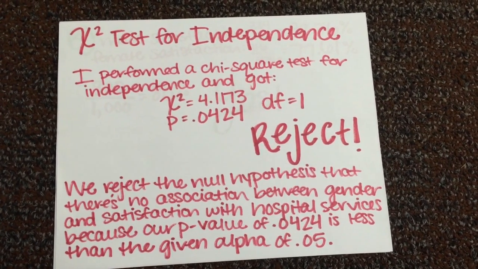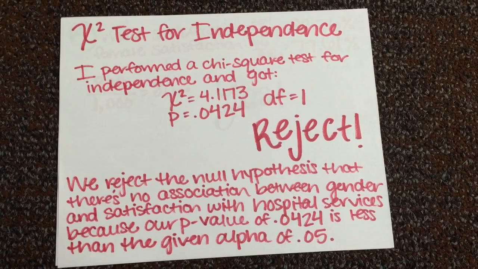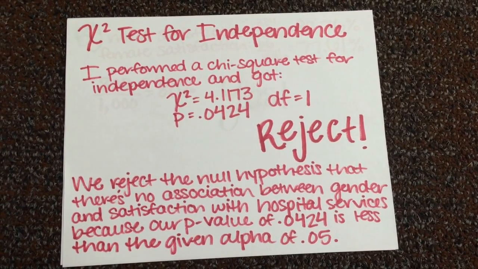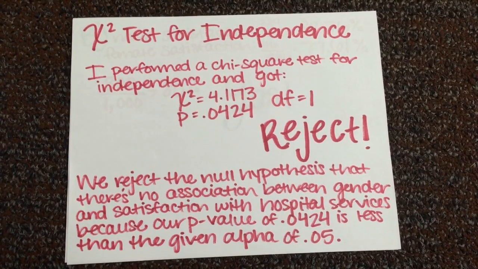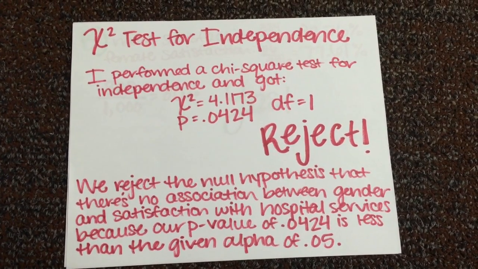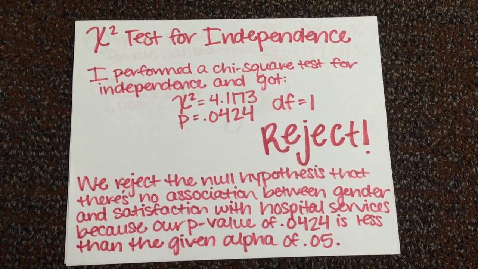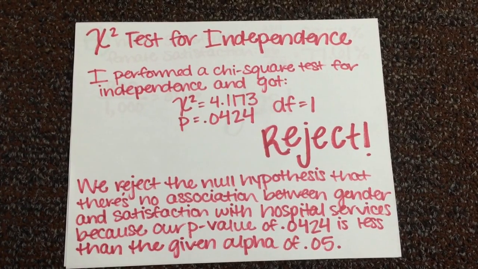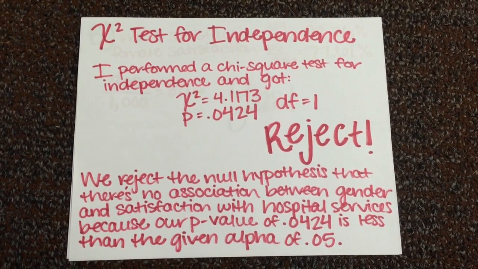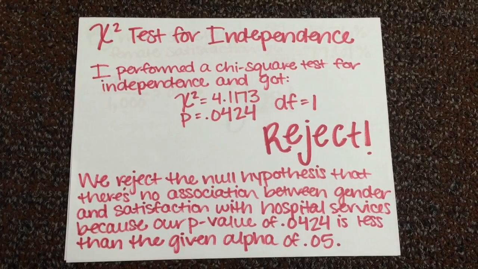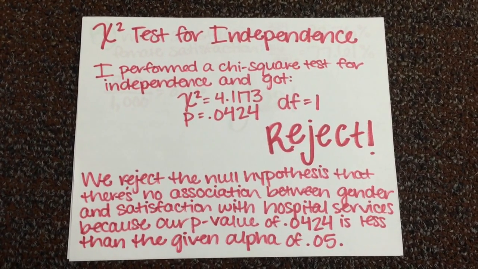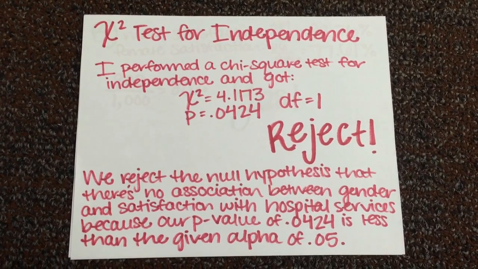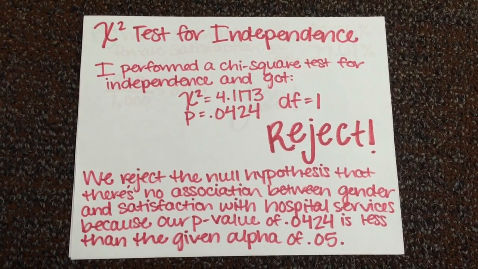I performed the chi-square test for independence and got a chi-square value of 4.1173, a p-value of 0.0424, with a df of 1. Now we make a decision to either reject or fail to reject the null hypothesis. We reject the null hypothesis that there is no association between gender and satisfaction with hospital services because our p-value of 0.0424 is smaller than our alpha of 0.05.